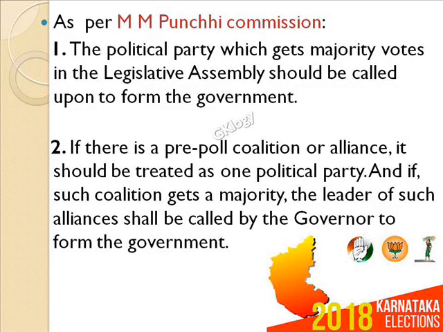So let us understand the recommendations of the M.M. Punchhi Commission step by step. First, whichever political party gets the majority votes in the Legislative Assembly elections should be invited by the governor to form the government. Secondly, if there is any pre-poll coalition or alliance, it should be treated as one political party. And if that political party gets the majority in the election results, the leader of such an alliance shall be invited by the governor to form the government.